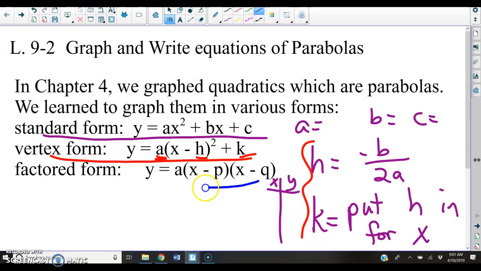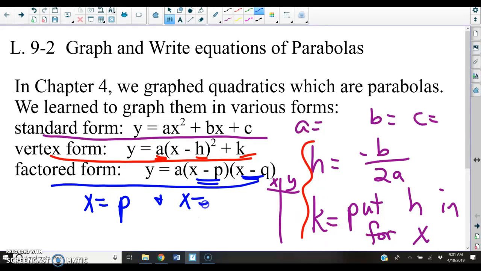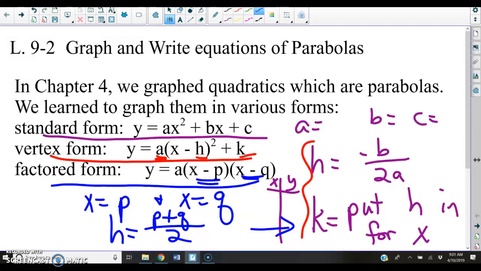The factored form is kind of nice because then you get your 2 x-intercepts. You need to go back to chapter 4 stuff. I'm sure that's still available. You can look back and see that, okay, x equals p and x equals q are x-intercepts. So then your axis of symmetry is simply the average of those two. And then you can find k again, just like we found k when it was in the standard form.